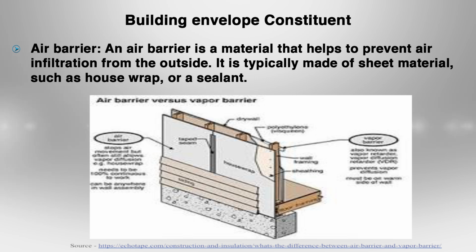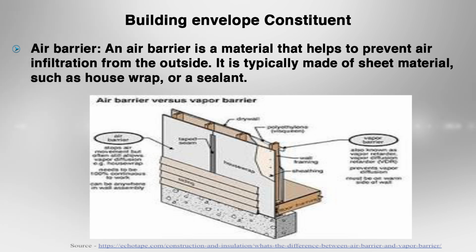Air barrier controls the unintentional movement of air into and out of a building. This helps maintain consistent indoor temperature and reduces energy consumption. Enhance energy efficiency by minimizing air leakage. Air barriers improve the building thermal performance, reducing heating and cooling loads, improve indoor air quality, controlling airflow, helps prevent contaminants and pollutants from entering the building.